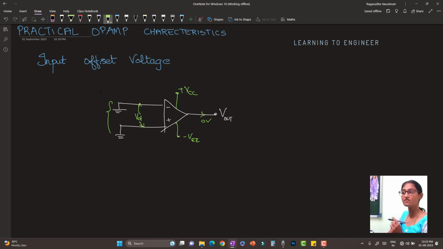So that when you are using this op-amp IC in your circuit, you need to know how much voltage will be there when there is no input at all, so that you can do some compensation, maybe through a resistor, so that you get 0 volts at the output when 0 input is applied at the input terminals.